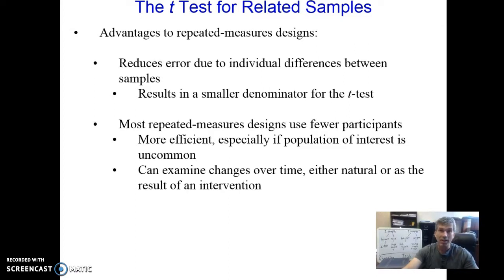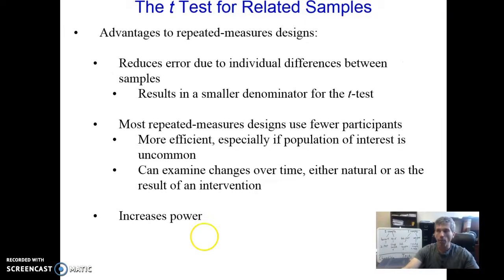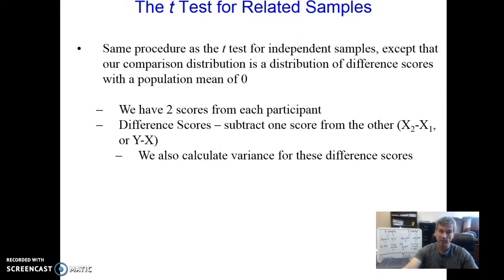They're also used a lot, like in that dieting example, to measure changes over time. Either natural changes, like a developmental psychologist might look at, or an intervention like our reading comprehension training example or our weight loss example. And again, it increases power overall. So here's our major change. Here is the biggest sort of shift that we've had in the hypothesis test yet.